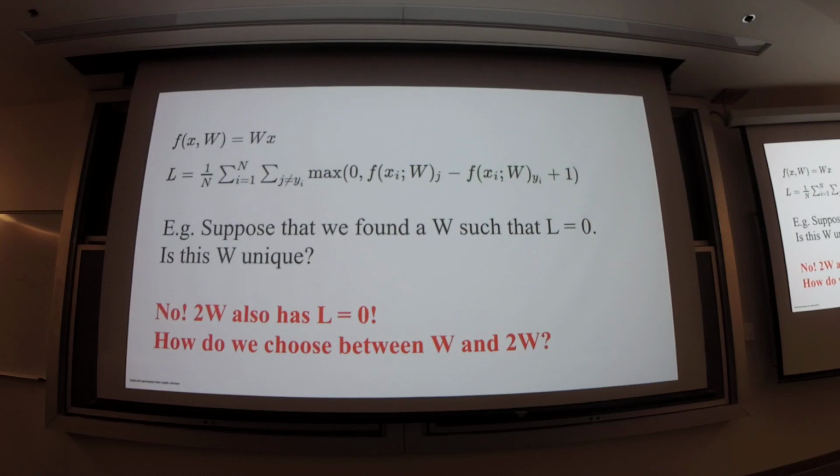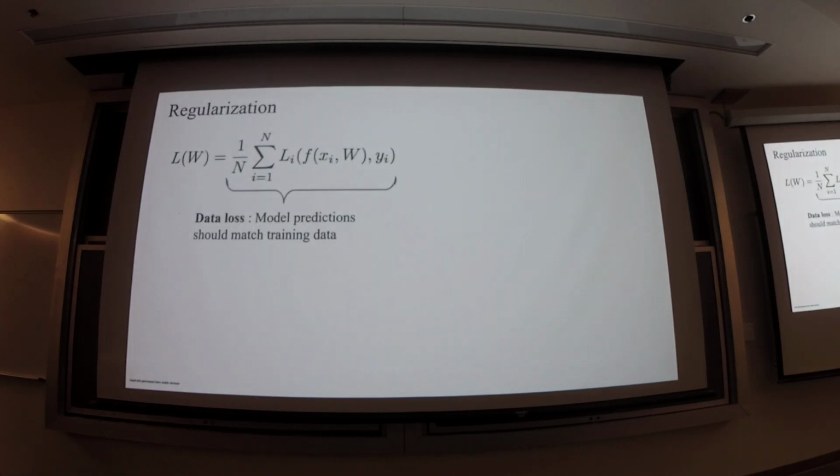How do we choose between W and 2W, or 3W, or 100W, or what? So this gets us into the area of what's known as regularization. So the loss function so far is just about telling us how well we're doing, how well the score function is doing in terms of some way of measuring that makes sense, using our SVM loss.